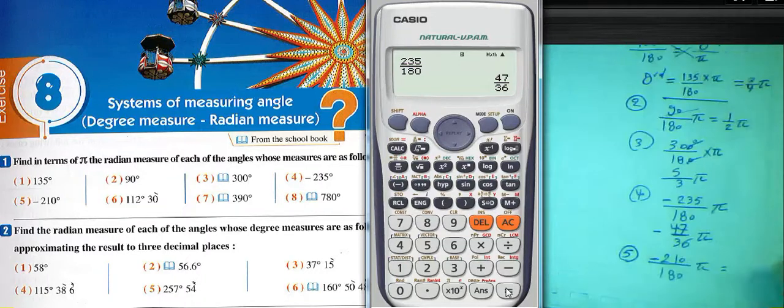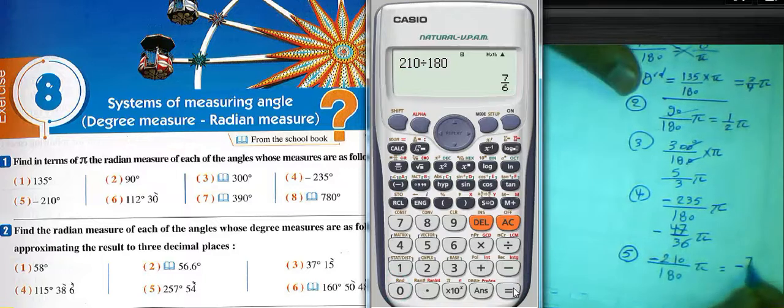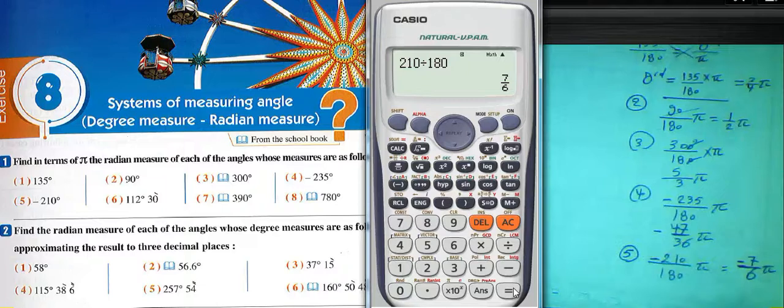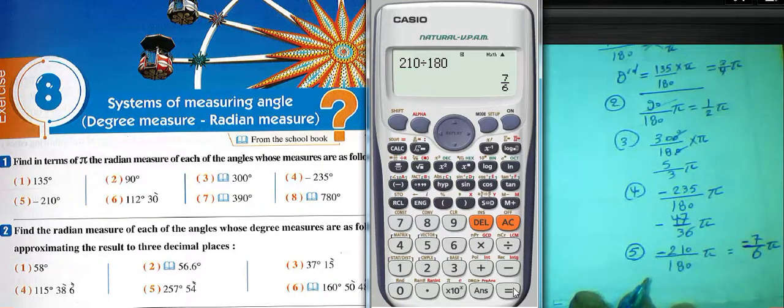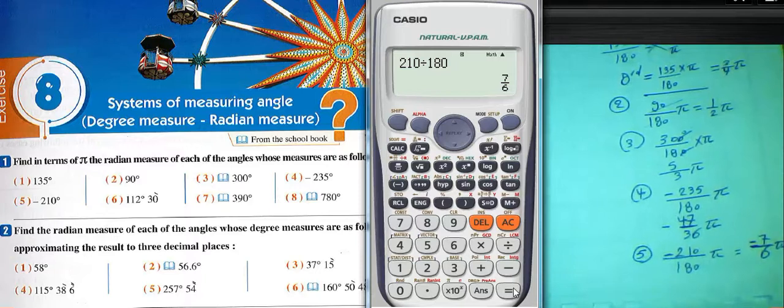In the calculator we can write 210 divided by 180. You can simplify it in your mind. The result will be negative 7 over 6 pi. Question number 6 and number 7 are solved like this example.